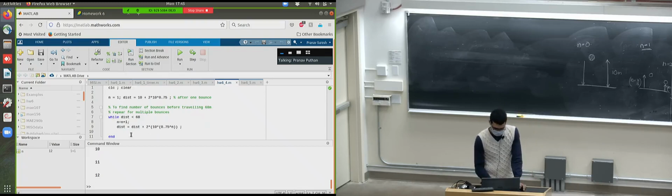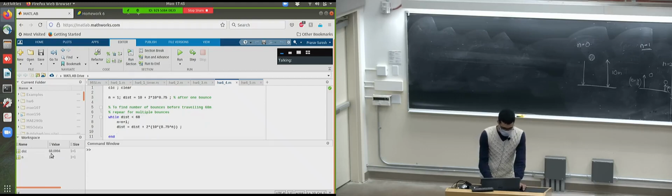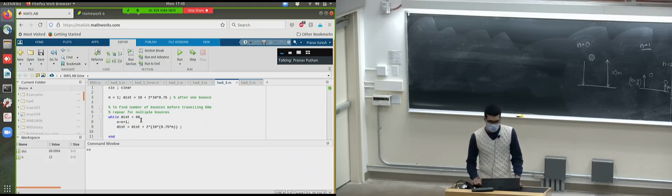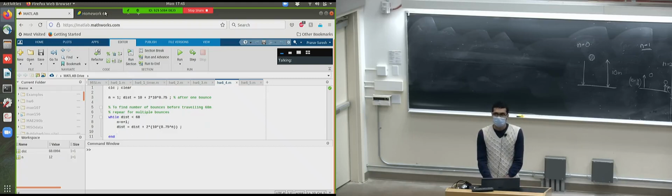If you perform this and repeat it for multiple bounces, you can observe that for traveling a distance of 68 meters, it takes 12 bounces. You can change the value of the distance to check at what value of n it's actually covering 69.99 meters. Any questions on this? No? All right.